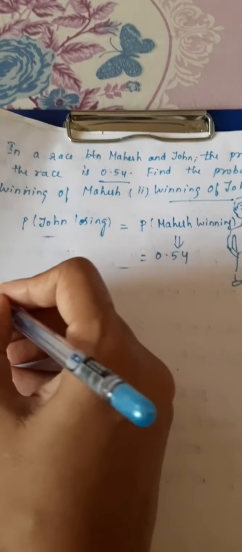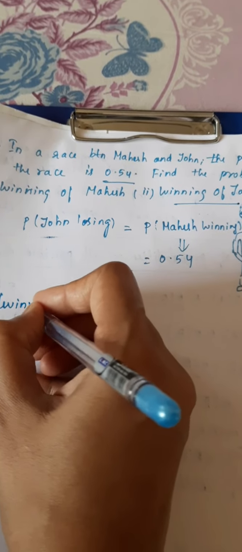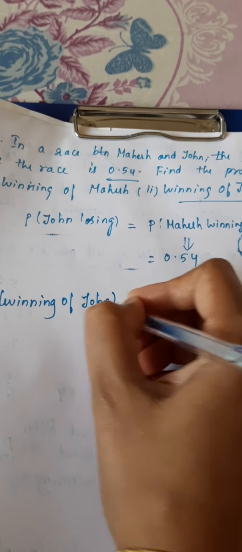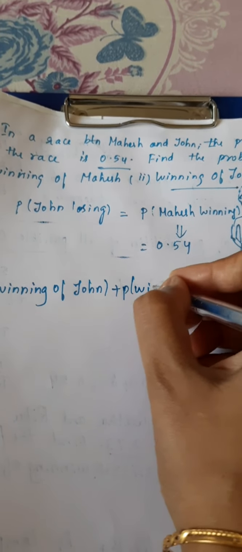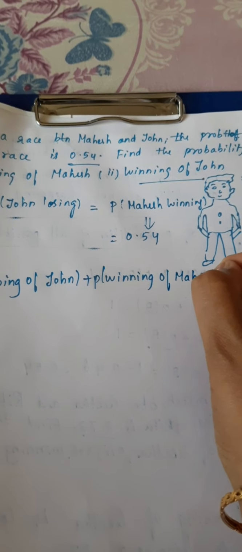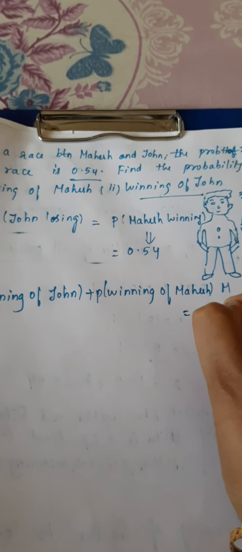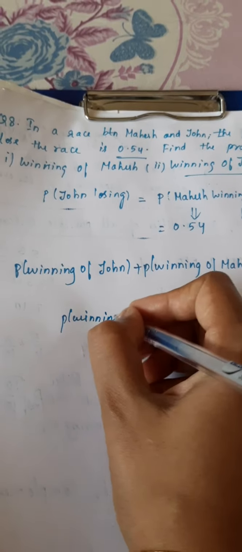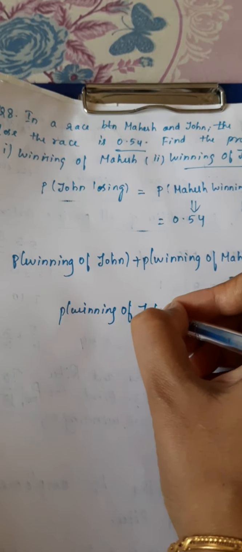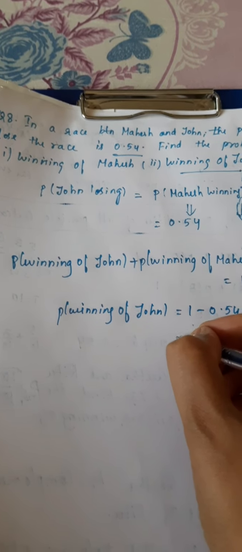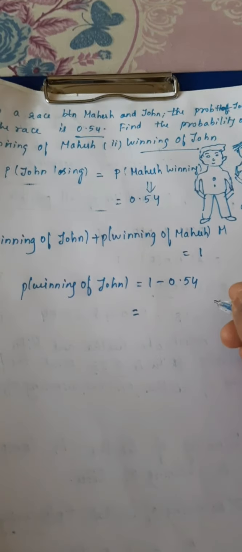Next, probability of John winning plus probability of Mahesh winning is equal to 1. We already know Mahesh winning probability. So winning probability of John is equal to 1 minus 0.54. That's going to be 0.46.